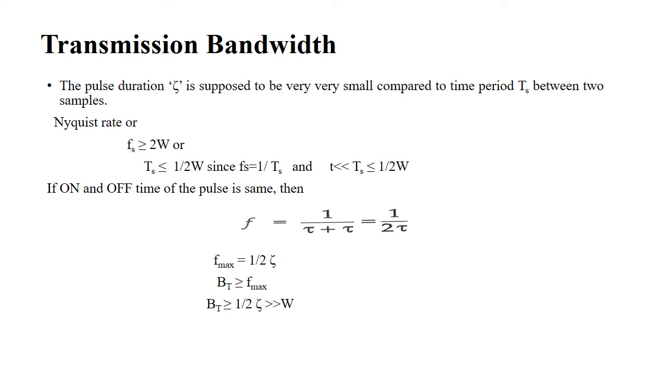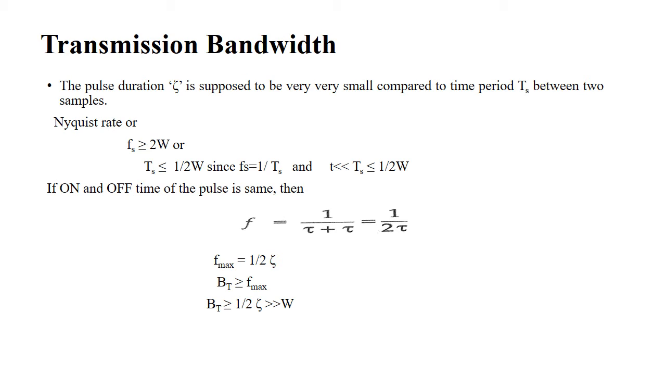Next is transmission bandwidth. The pulse duration tau is supposed to be very small compared to the time period Ts between two samples. If the maximum frequency in the signal x(t) is W, then by the sampling theorem Fs should satisfy the Nyquist rate, that is Fs is greater than or equal to 2W, or Ts is less than or equal to 1 by 2W. Since Fs is equal to 1 by Ts, tau is less than Ts, which is less than or equal to 1 by 2W.